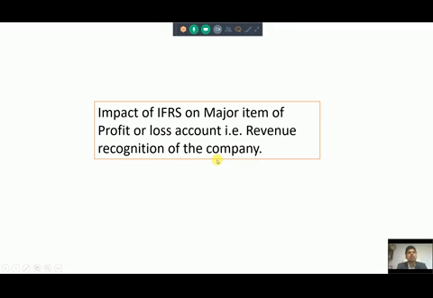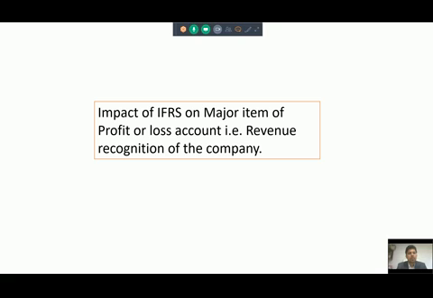After finishing the IFRS impact on the balance sheet items, let us check how IFRS will impact the major item of the profit or loss account, that is the revenue standard, that is revenue recognition. In the profit or loss account, the major part is revenue recognition. SOCPA also had a standard for revenue recognition, which emphasized more on transfer of title of goods or transfer of possession of goods for recognizing revenue.